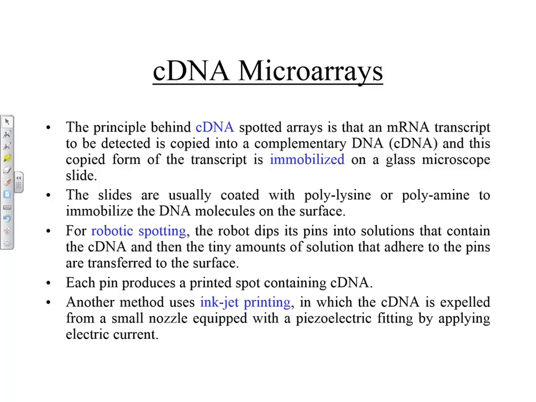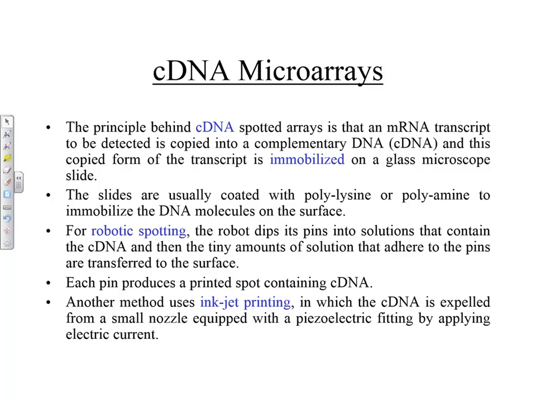So the principle behind cDNA or complementary DNA spotted arrays is that an mRNA transcript to be detected is copied into a complementary DNA, cDNA, and this copied form of the transcript is immobilized on a glass microscope slide. The slides are usually coated with polylysine or polyamine to immobilize the DNA molecules on the surface. So you basically have a glass slide, it might be 1 inch by 1 inch, with thousands of spots on it. For robotic spotting, the robot dips its pins into solutions that contain the cDNA, and the tiny amounts of solution that adhere to the pins are transferred to the surface. Each pin produces a printed spot containing cDNA.